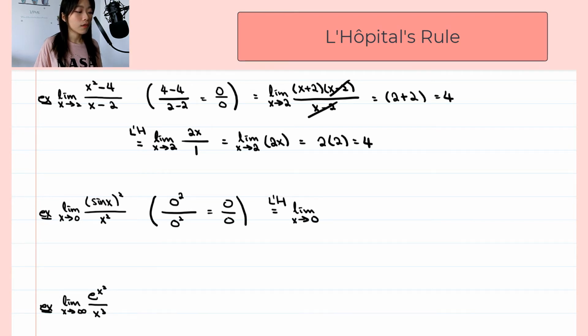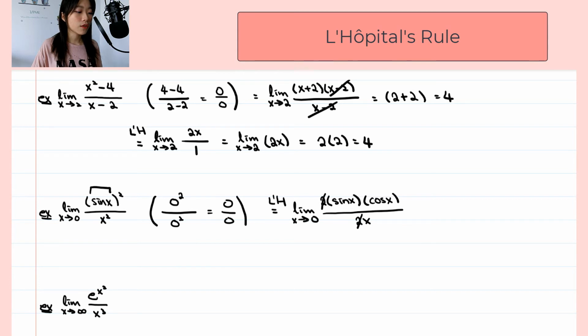Now let's take the derivative of the numerator. We have sine x squared, which is sine of x, all squared, so we need to use the chain rule version of the power rule. The derivative of the numerator is 2 times sine of x times the derivative of sine of x, which is cosine of x. And the derivative of the denominator is 2x. And this 2 can cancel out with the 2 in the denominator.